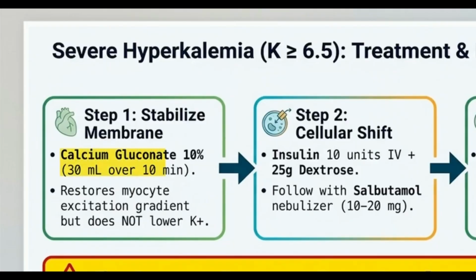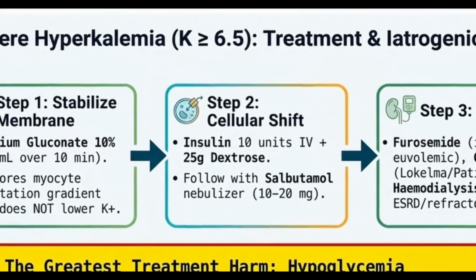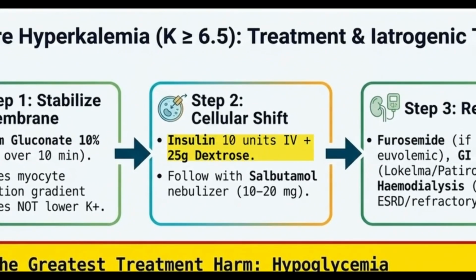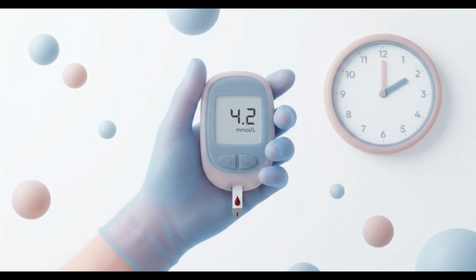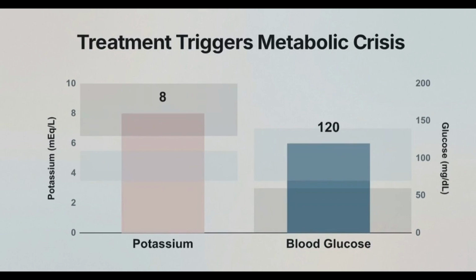10% calcium gluconate prevents cardiac arrest, but doesn't lower potassium. Step 2 executes a cellular shift, using insulin and dextrose to drive potassium into tissues. Critically, this induces severe hypoglycemia, the single greatest iatrogenic harm. This mandates a strict clinical protocol. Blood glucose must be monitored hourly for 6 hours following any insulin dextrose administration. Attempting to correct an electrophysiological crisis reliably creates a secondary metabolic crisis if the clinician fails to anticipate the pharmacological fallout.